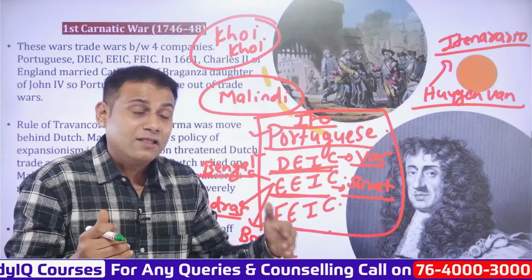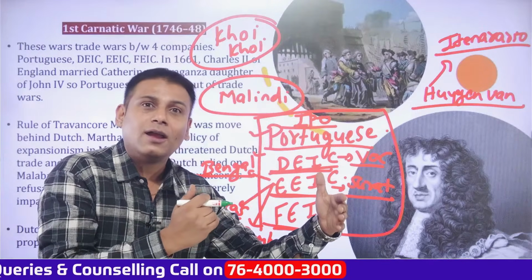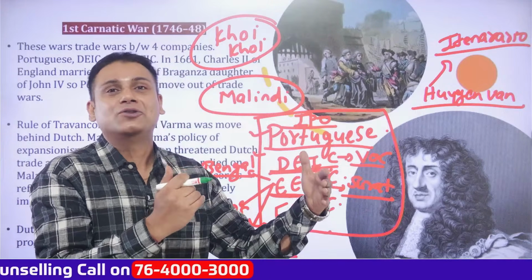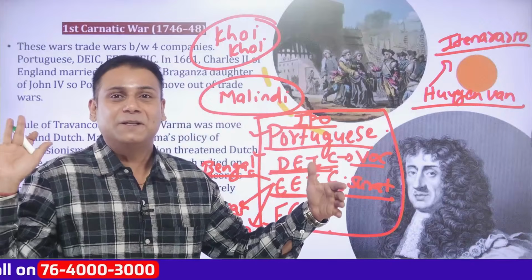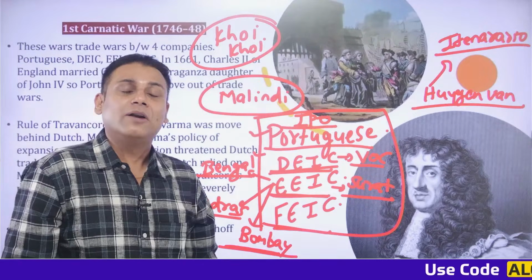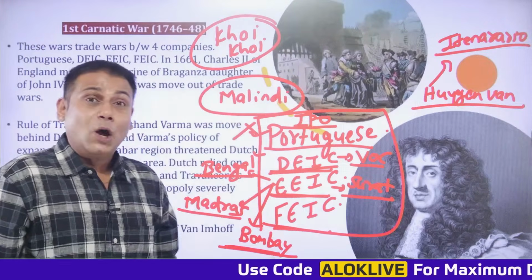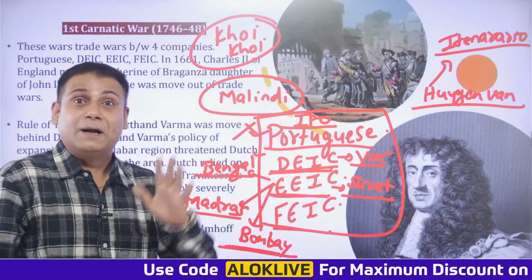And when the battle was going on between the Portuguese and Dutch, the English East India Company saw this as an opportunity to continuously expand their territories. So what happened? The Portuguese were just confined to a very small region. So the Portuguese are out of the race. Now it is the Dutch East India Company and the English East India Company.